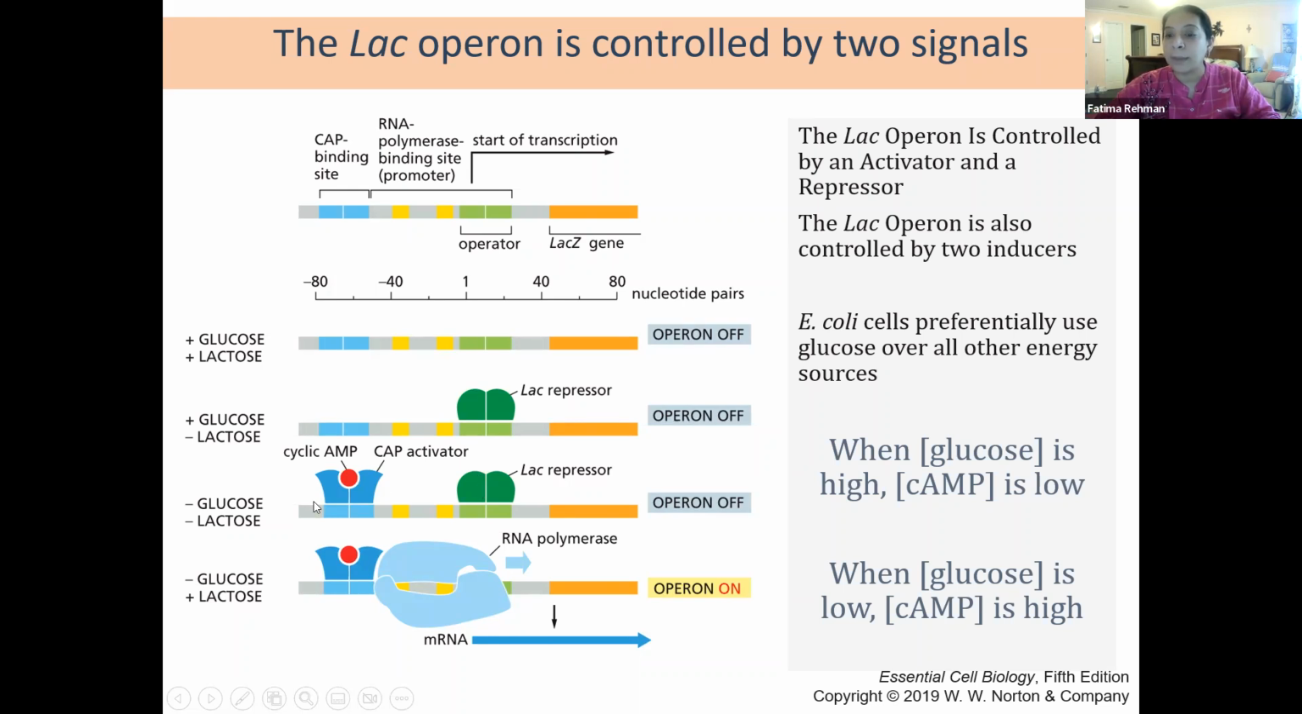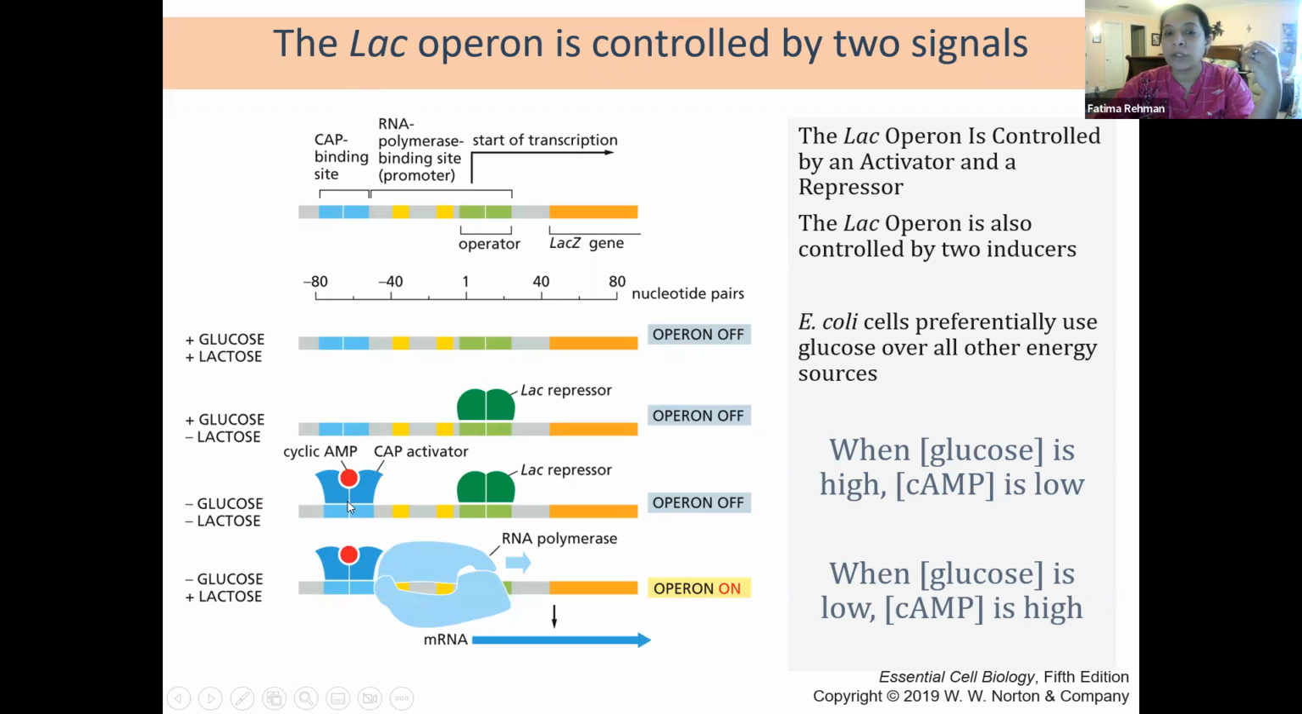And to do that, what happens is that when glucose is high, there is very little cyclic AMP around because the glucose is high, so it's getting broken down and you're getting plenty of ATP and you don't need to worry about it. But when glucose starts to get low, the cyclic AMP levels start to increase in the cells. When these levels are higher, it's going to be able to bind to the CAP binding site, which is the activation site for this particular operon.